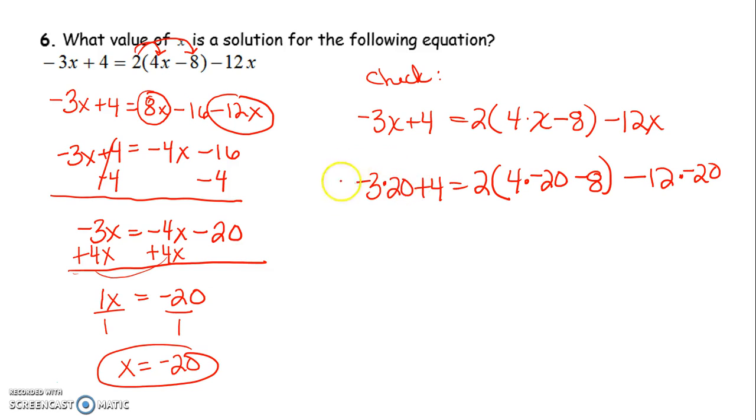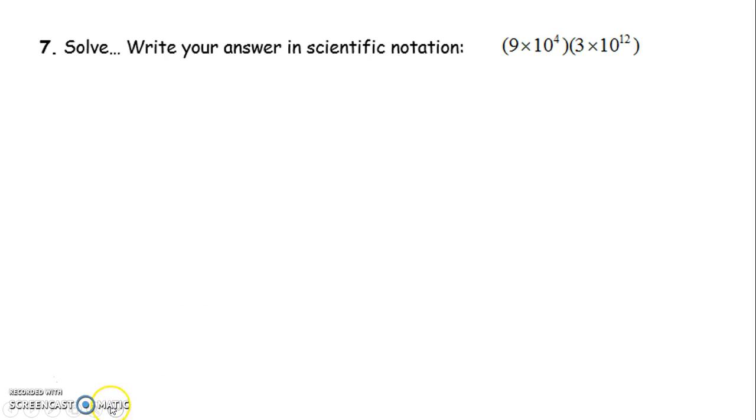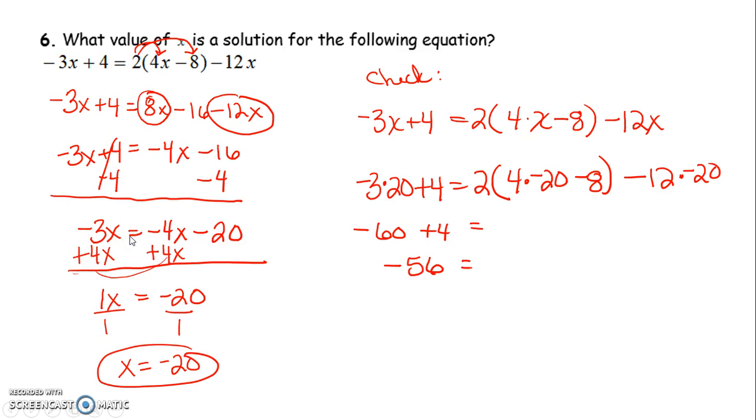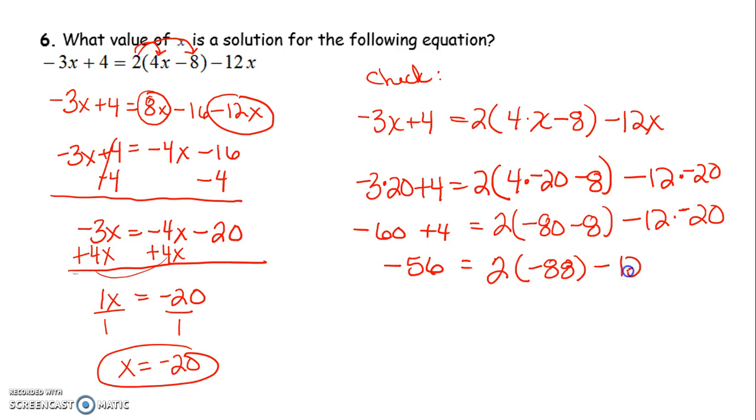I'm just going to simplify. Negative 3 times 20 is negative 60 plus 4. Negative 60 plus 4 is a negative 56. So my hope is, oops, sorry, let me go back to the other slide. My bad. So my hope is once I simplify this entire side, I'm also going to get negative 56. Let me work within parentheses first. 4 times negative 20 is negative 80 minus 8 minus 12 times negative 20. Okay. Within parentheses, I then have negative 80 minus 8 is negative 88 minus 12 times negative 20.